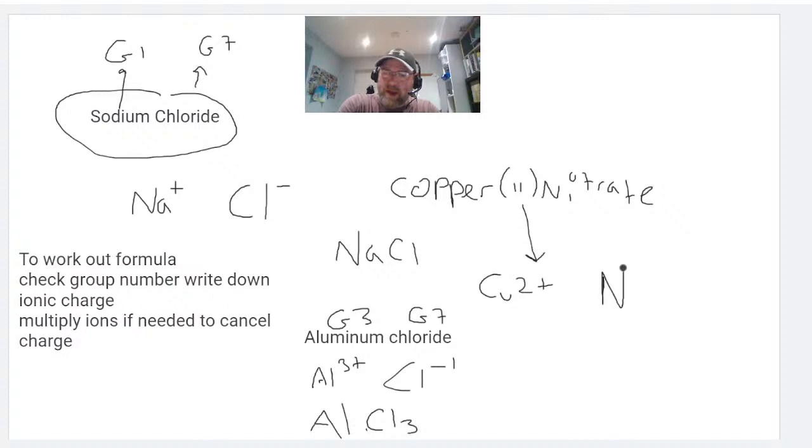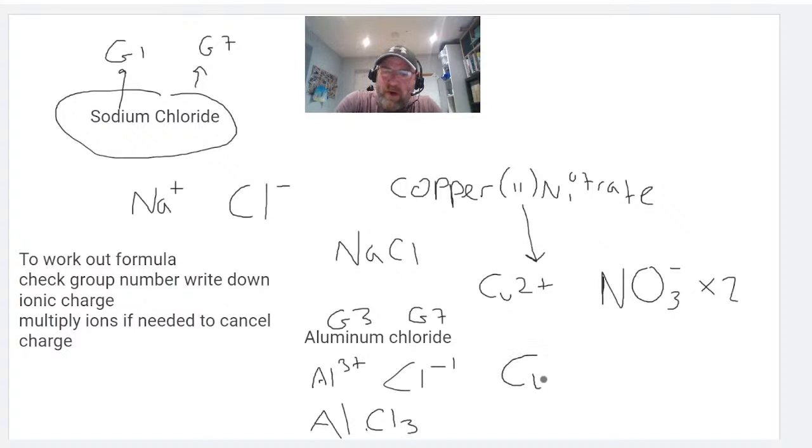You were talking about brackets. This is where you get your brackets. So copper's +2, nitrate's minus. You can just do a cancelling. I'm going to need 2 of these nitrates to cancel out copper 2+. Or you can do the one people like to do, swap and drop. Swap the 2 from the copper over, drop it down, and that's the swap and drop method.